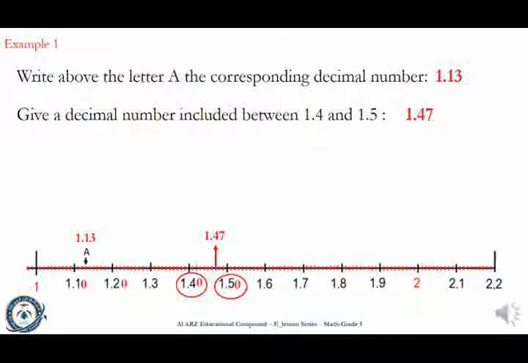For example, I chose to give this number. You put useless zeros. You start counting 1.41, 1.42, 43, 44, 45, 46, 47. So this number is exactly 1.47, or you can say 1 and 47 hundredths. You can give other numbers like 1.41, 1.42. The easiest one is to give the next number, which is 1.41.